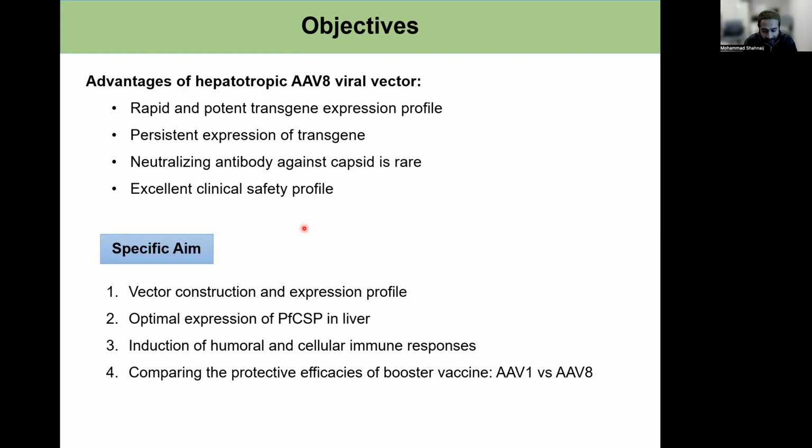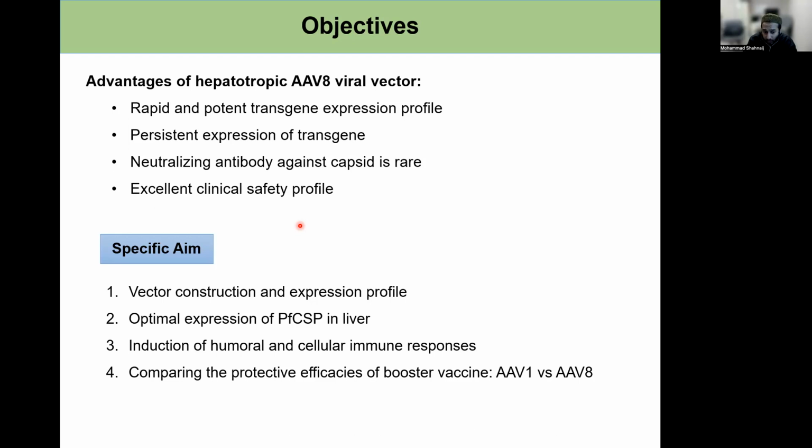So in the clinical trials, this adeno-associated virus serotype 8 has an excellent profile. It has a very low cellular toxicity level, and it is well tolerated by humans as well. So my target was to construct the gene construct we tried.